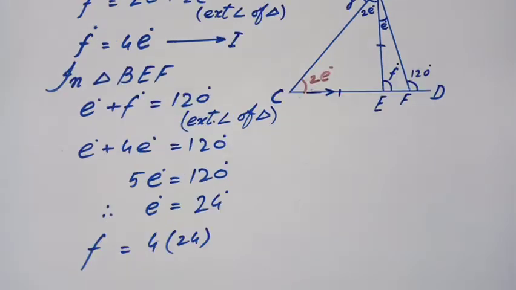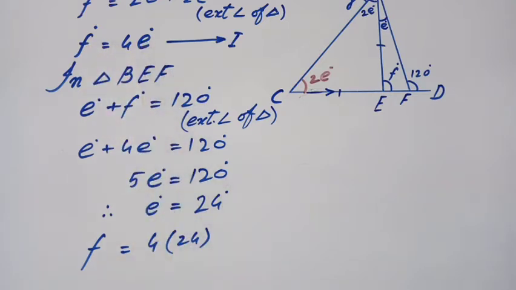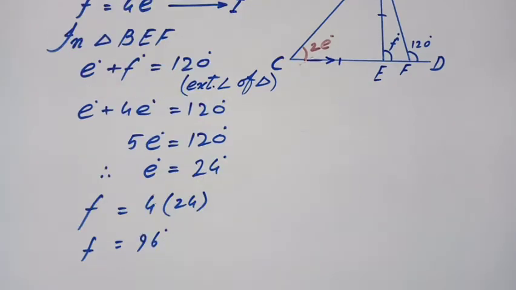Now as we have developed in equation number 1 that F is equal to 4E. So over here F is equal to 4 multiplied by 24. F is equal to 96 degree. Hence the value of F is found.